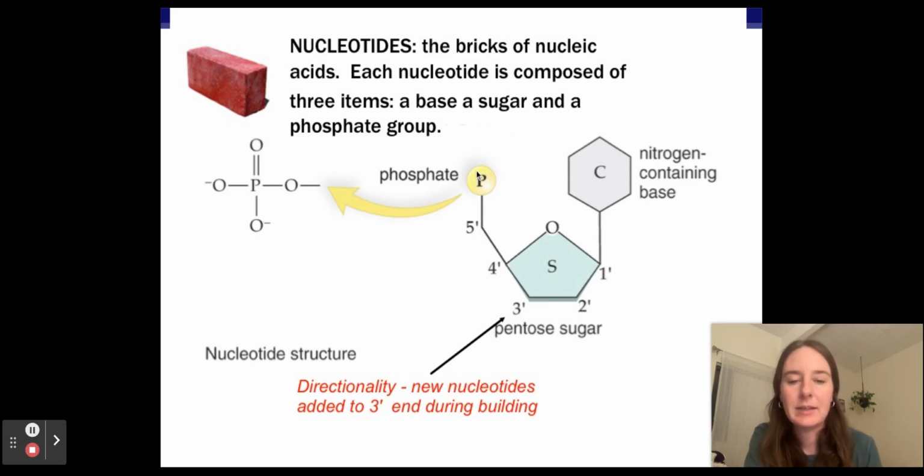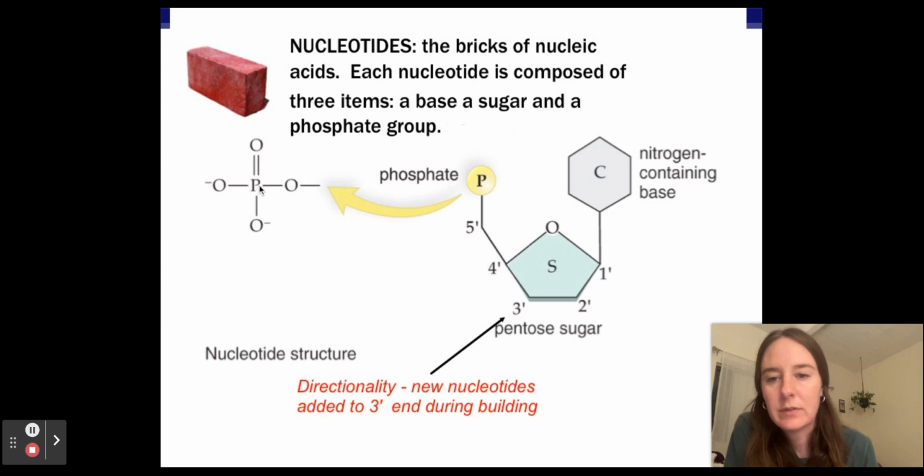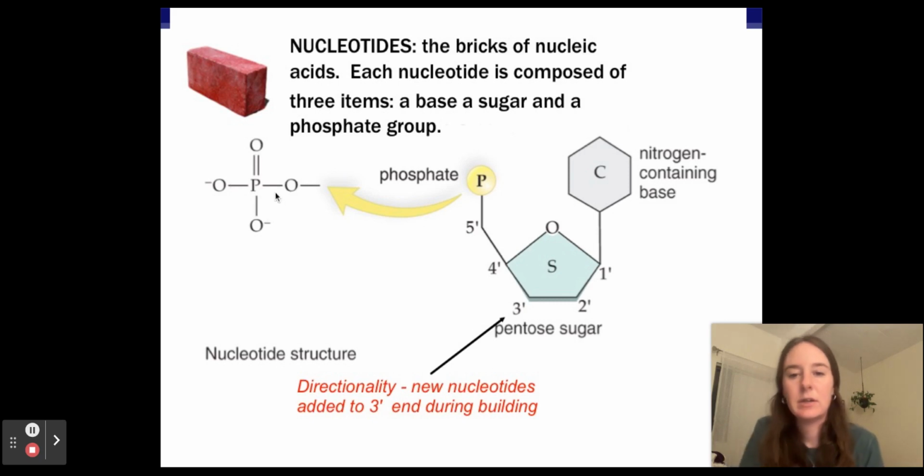And then on the end, the last part of a nucleotide is the phosphate group. So if you were to zoom into this little P here, you would find a phosphorus double bonded to oxygen, single bonded to other oxygen atoms, and that makes a phosphate group.